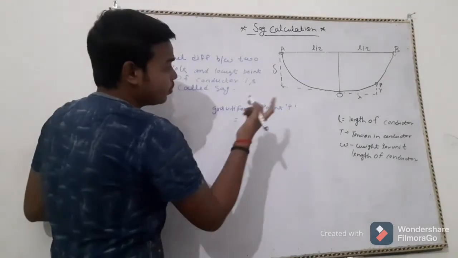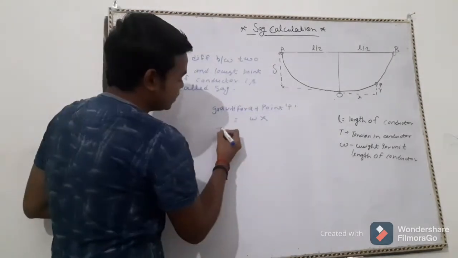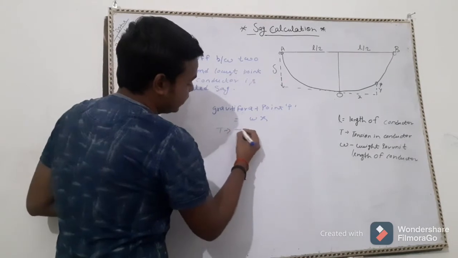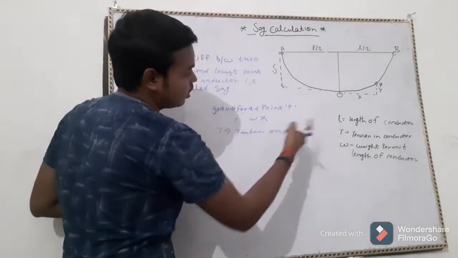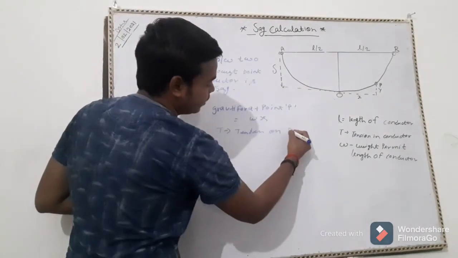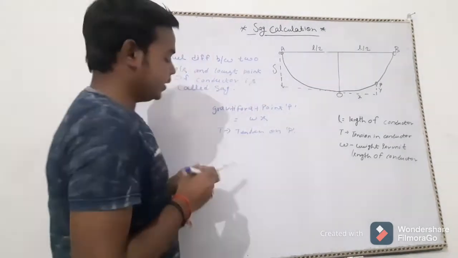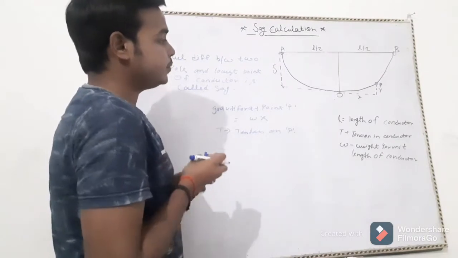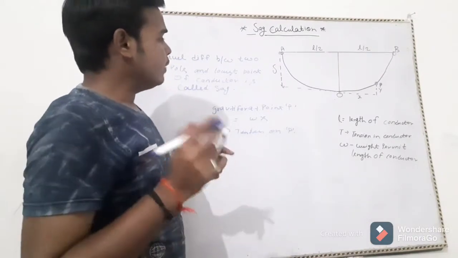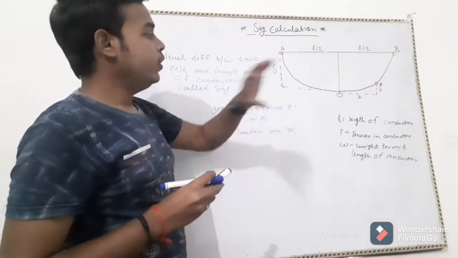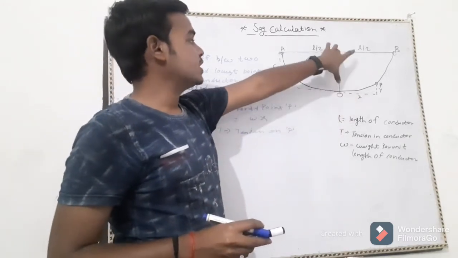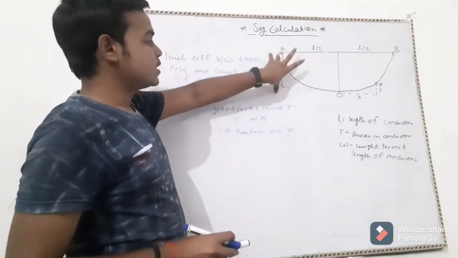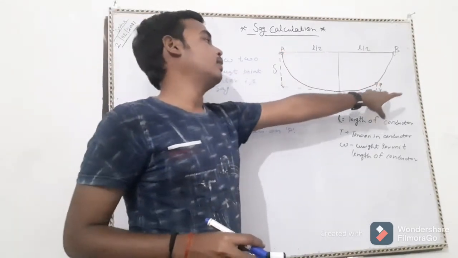Now other force is tension T, tension on point P. Now first of all we know we have to calculate sag from this point to this point. That is called S. First of all we will calculate sag at point P.